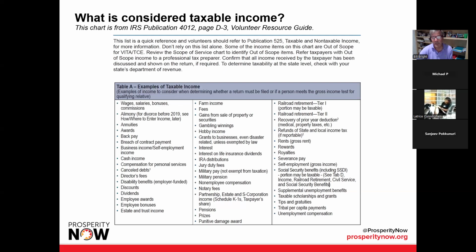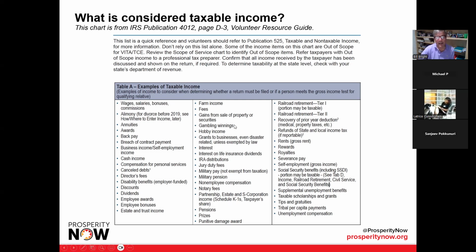So this is a chart that comes from the 4012, and these are all considered taxable income. Quite a few of these we will see off and on throughout the year. The first one, wages, that's the bulk of it. A little bit of alimony, annuities, which are basically a self-funded pension, business income, cash income, which could be from your business or just something on the side, canceled debt, which we'll get to a little bit, dividends. We don't really see much trust or estate income. Farm income is out of scope. Gain on the sale of property or securities, we'll see occasionally.